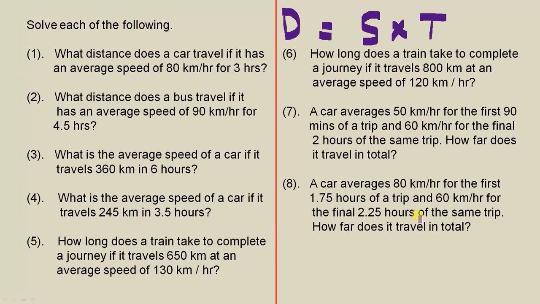And number 8 is exactly the same. It has two parts to the journey, and there's the first part there, and that's the second part. And when you do each of those parts into that equation, that will give you the total distance travelled.